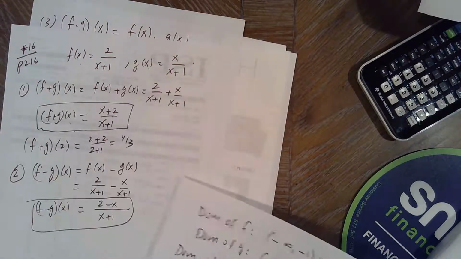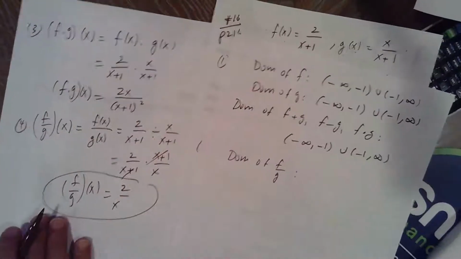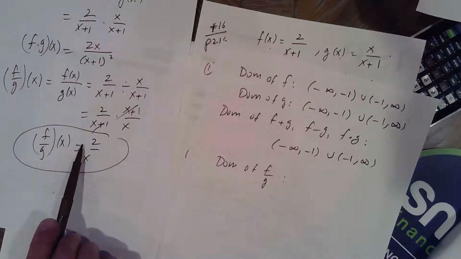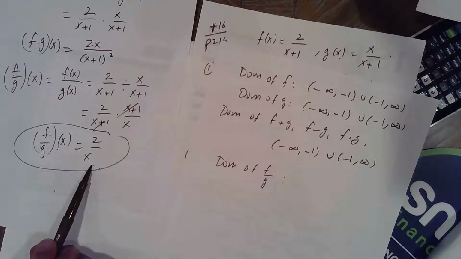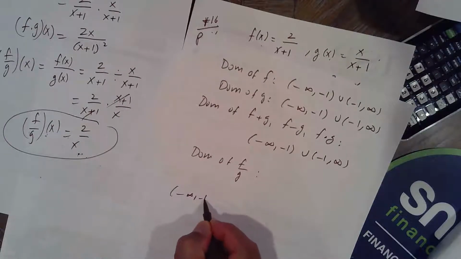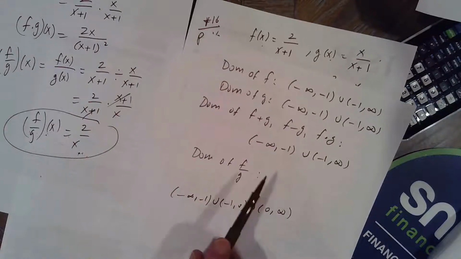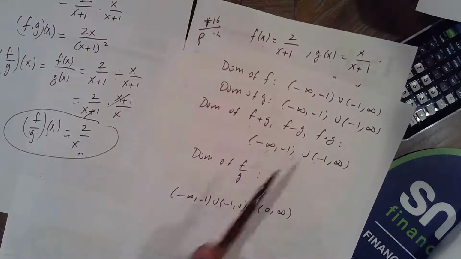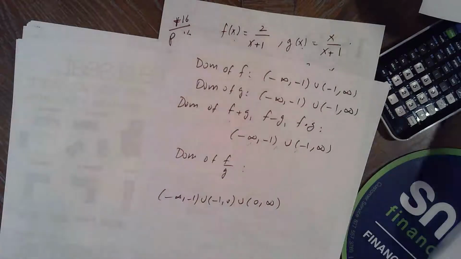So if you look at f over g of x, you can plug in any number here except 0, and you cannot plug in -1 because of the domain of g. So we're going to do negative infinity to -1, -1 to 0, and then 0 to infinity. You can't have -1 because of this, and you can't have 0 because of that. So these are 4 new functions.